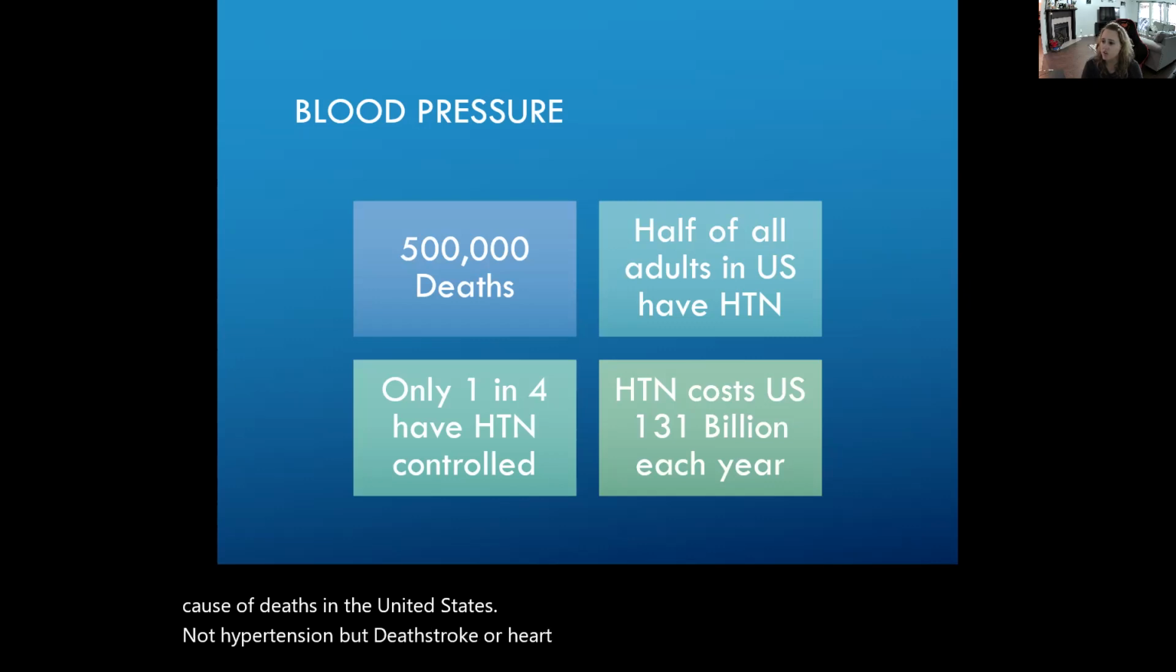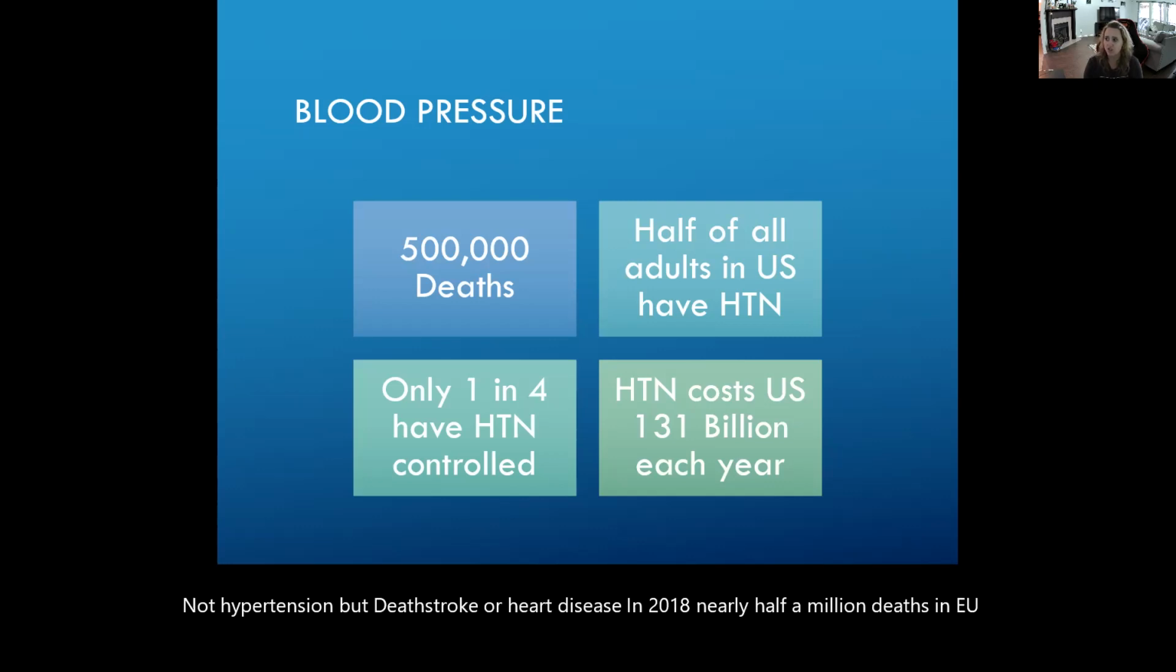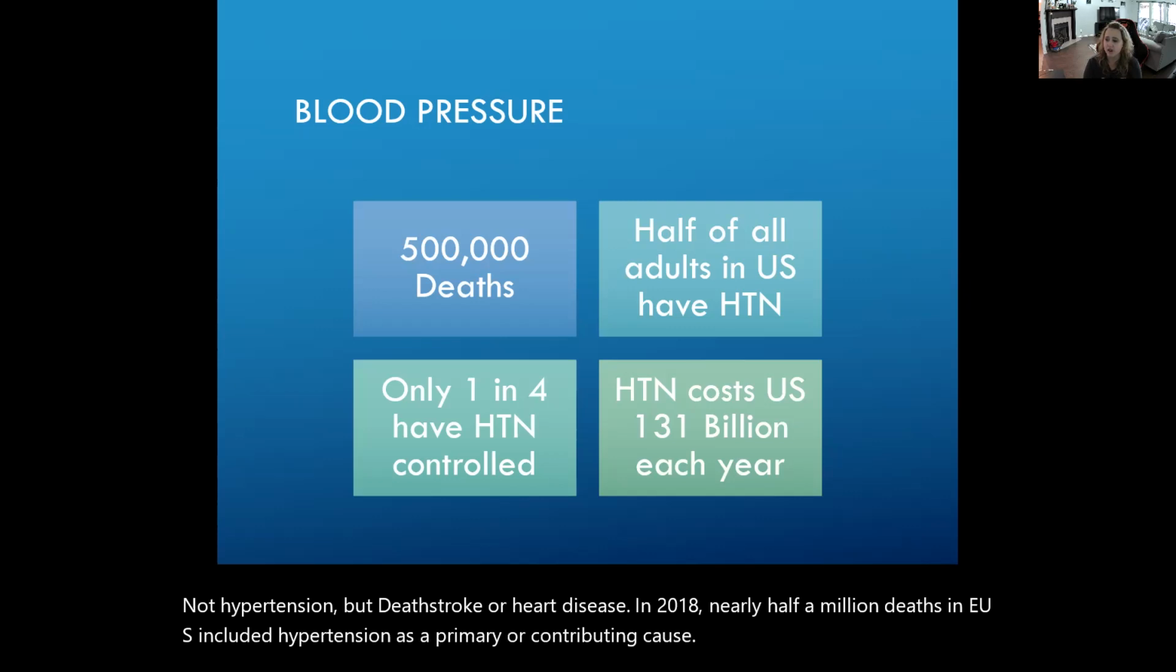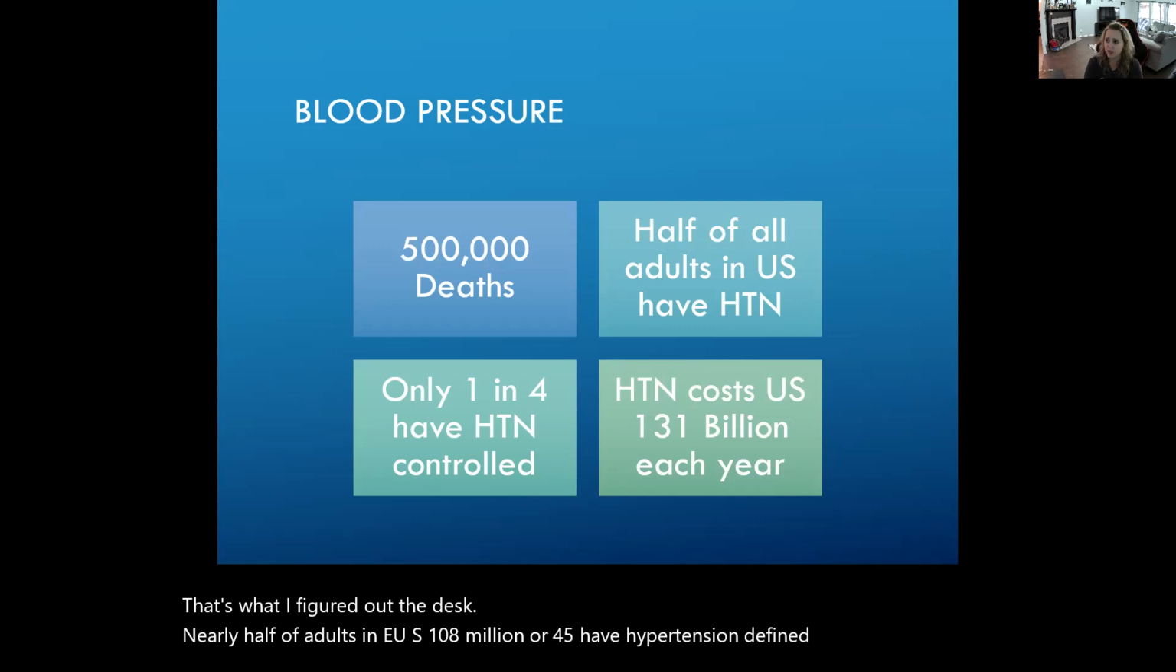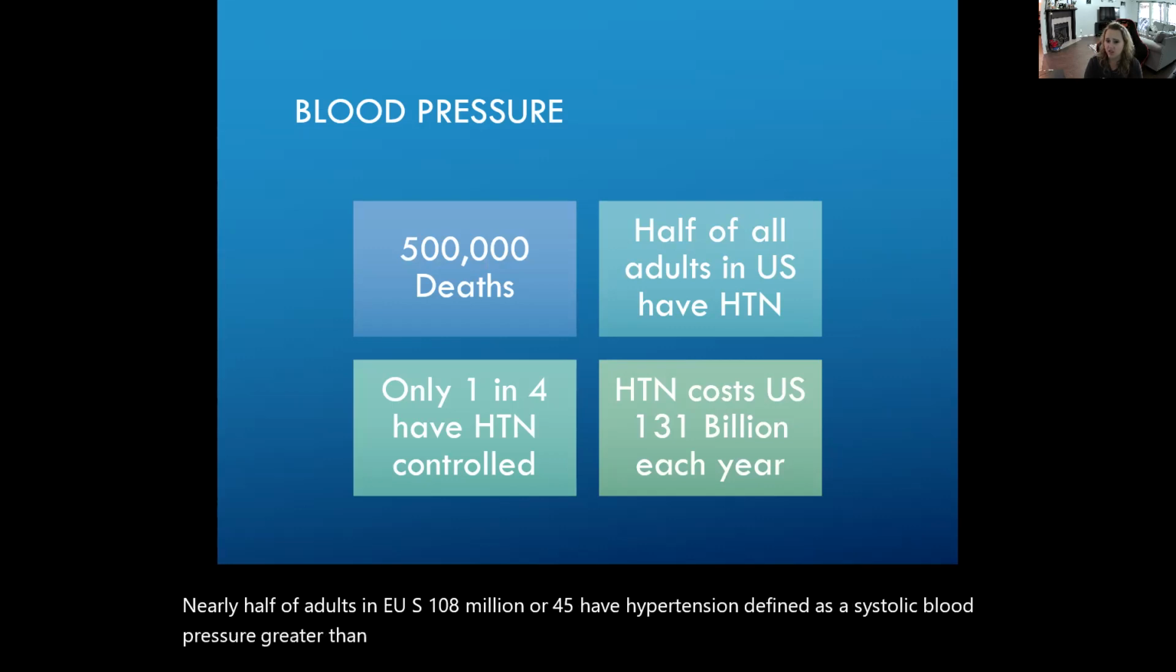Okay. In 2018, nearly 500,000 deaths in the U.S. included hypertension as a primary or contributing cause. That's a lot, 500,000 deaths. Nearly half of adults in the U.S., 108 million or 45%, have hypertension, defined as a systolic blood pressure greater than 130 or a diastolic greater than 80, and or taking medications for hypertension.